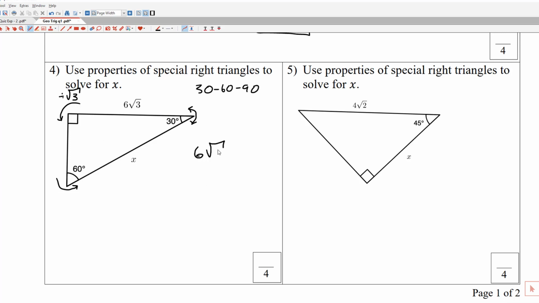So what do we do here? What's 6 square root of 3 divided by square root of 3? Oh, well, those cancel out, and you're just left with 6. That means that the short leg here is 6. And then how do we move from the short leg to the hypotenuse? You multiply by 2, and 6 times 2 is 12. So I should probably have an x here. X is equal to 12, and that's our final answer. And that's as much work as you need to show.